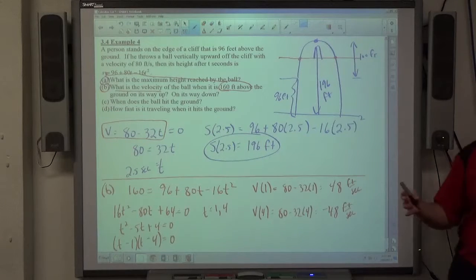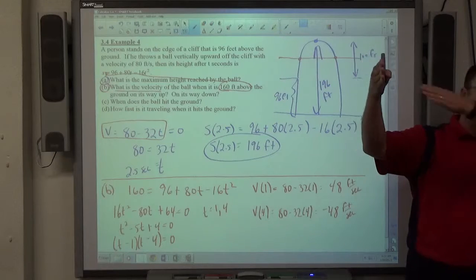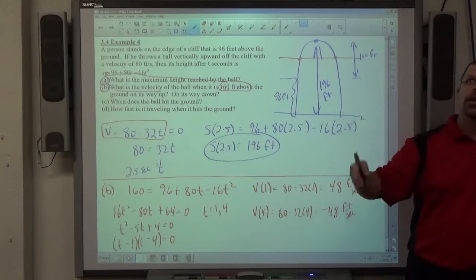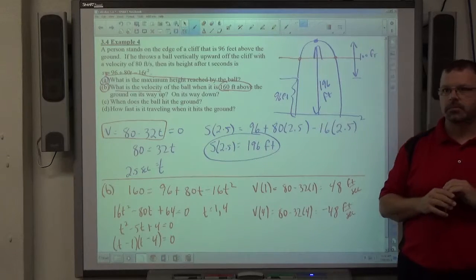If you're dealing with projectile motion, however fast something is at one point, it's going to have the opposite velocity going the other way at the same point. So if it's positive 50, it'll be negative 50. So it's an easy way to see if you're doing something wrong.